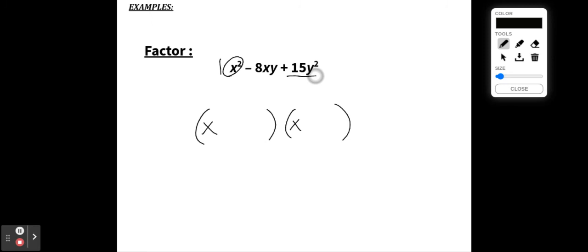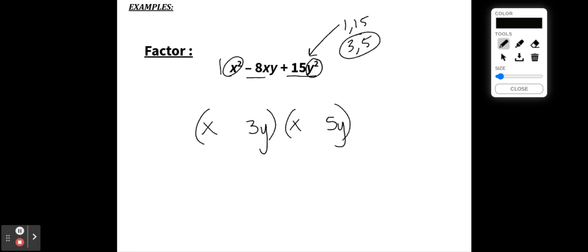So now let's look at the 15. Okay, what are factors that multiply together to give us 15? Because remember, these last two terms are multiplied. So we have 1 times 15 and 3 times 5 as its factors. What pair of factors could we use to add together to give us the 8? And that would be 3 and 5. So we know that we need a 3 here and a 5 here. But notice we also have this y squared. To get y squared, we're going to need to add a y here and a y here. So when we multiply those last terms, we get y squared.